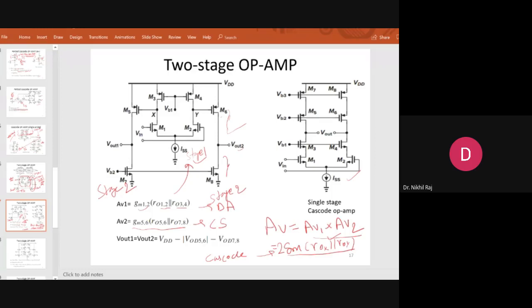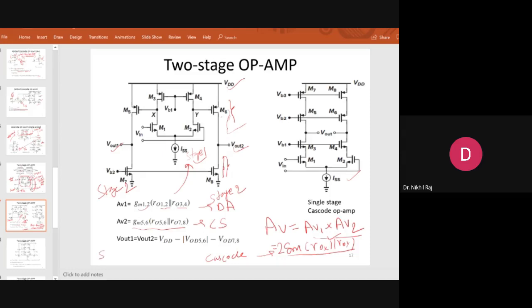Now in the cascade op-amp, the problem was the swing. So now we will check whether the swing of the two-stage op-amp is better or the swing of the cascade is better. If I check Vout1 or Vout2, both are identical stages. In both cases, if I need to calculate the swing, what will we be seeing? VDD minus this overdrive and this overdrive, so VDD minus 2 overdrive voltages. How much is the swing?